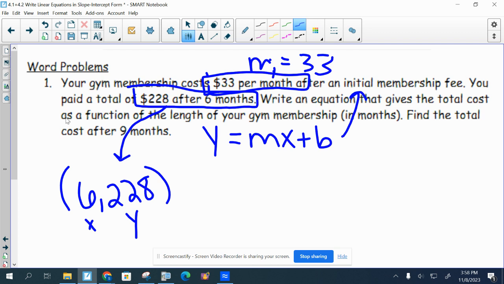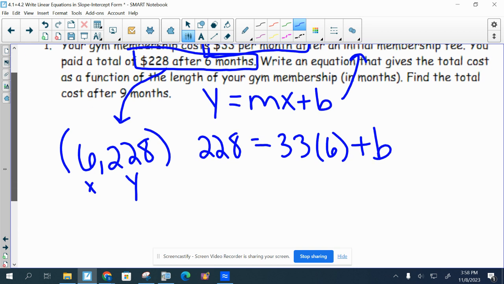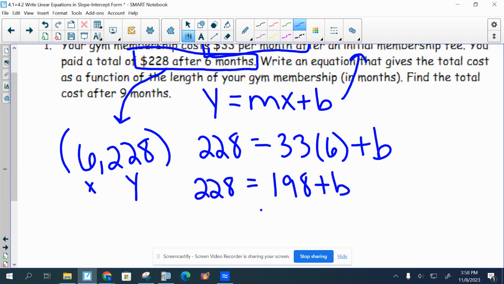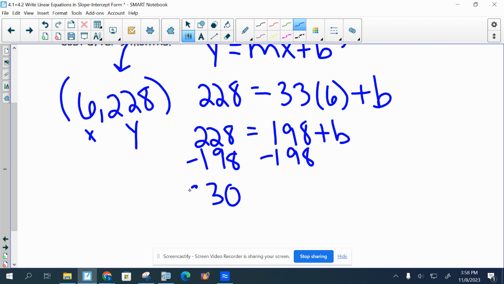So let's do that. So 228 equals 33 for m, 6 for x, plus b. 33 times 6 is 198. Then if you subtract the 198 over, you get 30. So $30 is the initial membership fee.